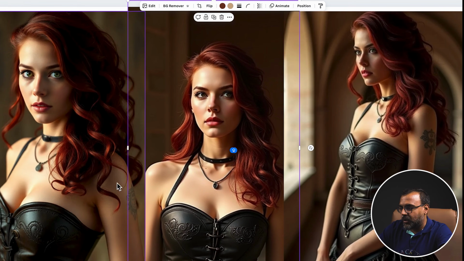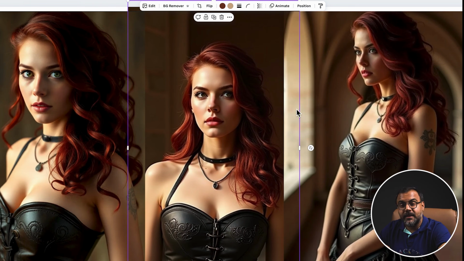However, what's really cool is you'll notice here that not only was the character transferred, but also the outfit. If you look here at the corset top that she's wearing, there's this little detailing that's over here that has actually been transferred over to this image and this image as well. It has a single strap, the choker, single strap, the choker. So although the character transfer is not perfect, the outfit transfer is very good.